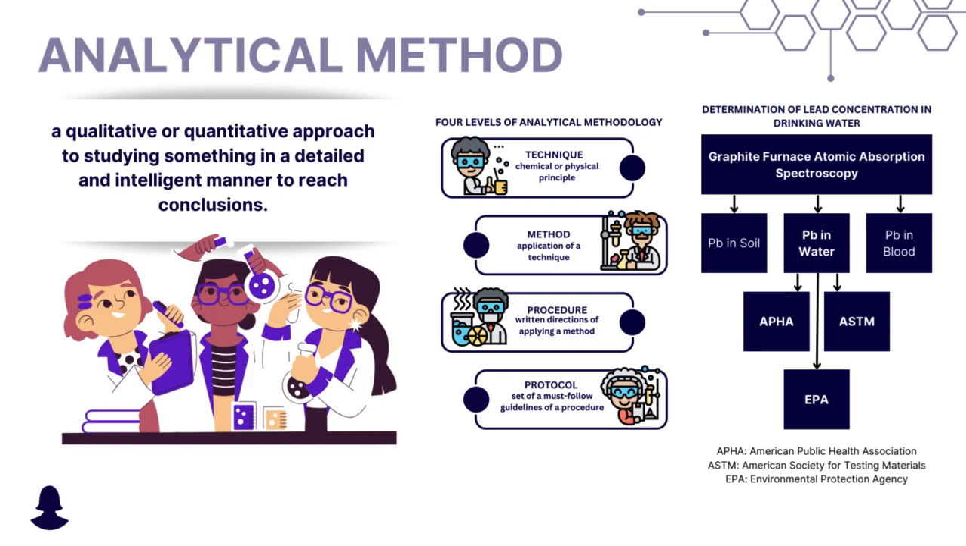Also, a method may have several procedures as each analyst or agency adapts it to a specific need. In this example, the American Public Health Agency and the American Society for Testing Materials published separate procedures of lead determination. And lastly, when determining the concentration of lead in drinking water under the Safe Drinking Water Act, for example, the analyst must use a protocol specified by the Environmental Protection Agency.